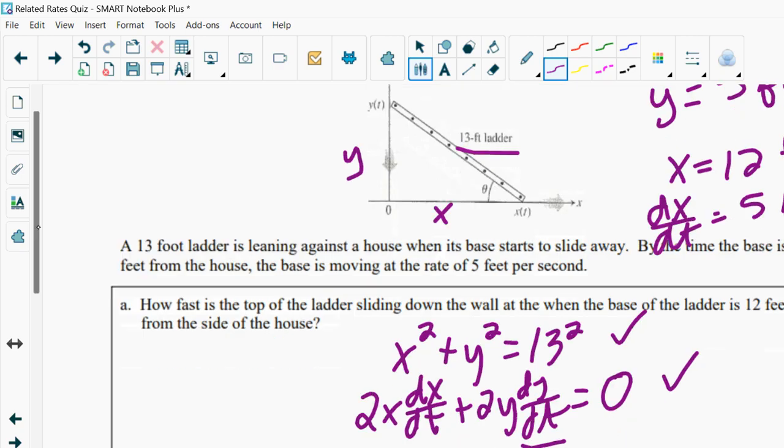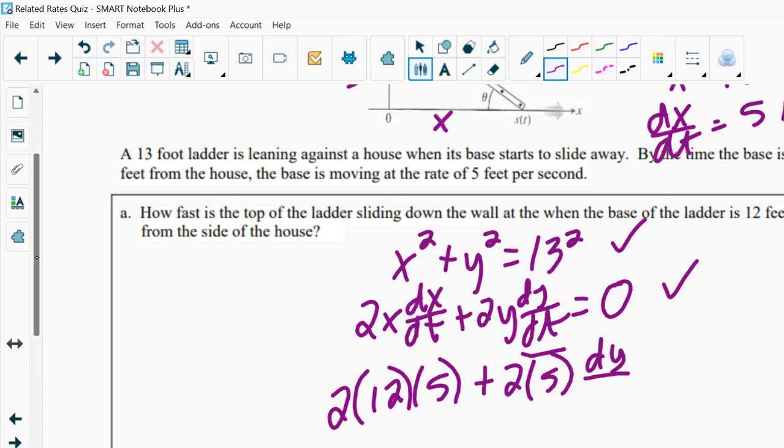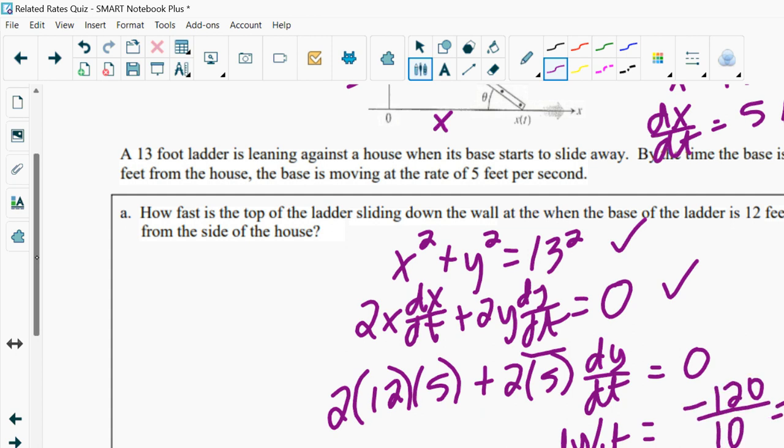And so when you plug all that in, you get 2 times 12 times 5 plus 2 times 5 dy over dt equals 0. If you solve that, you can subtract that over, and it's negative 120 over 10, which gives you negative 12 feet per second. And it should be negative because it's falling, just like the ones that we did. Negative 12 feet per second. That was the third point.